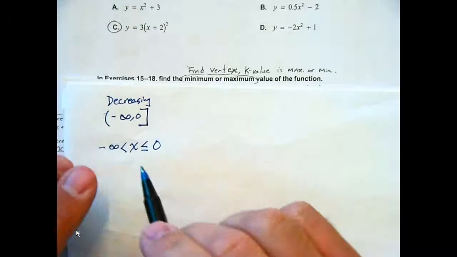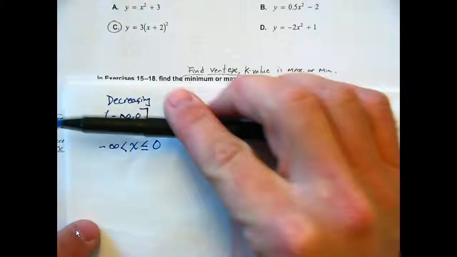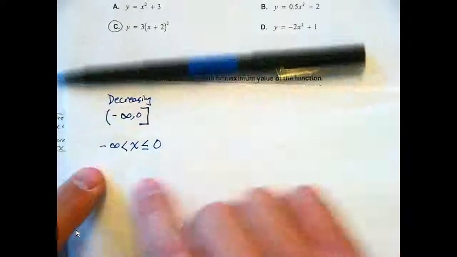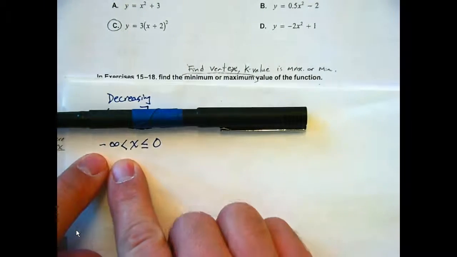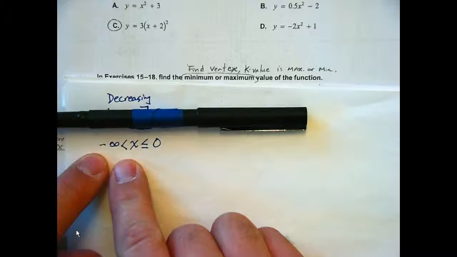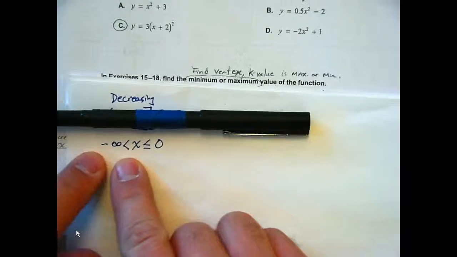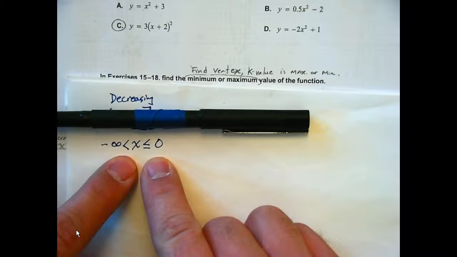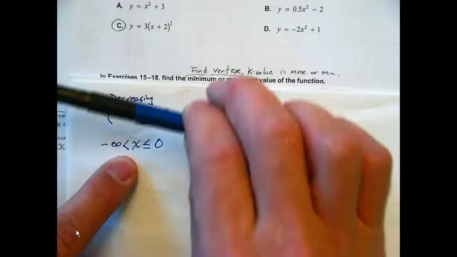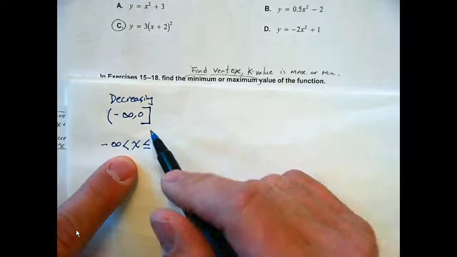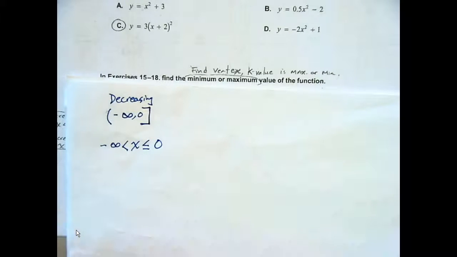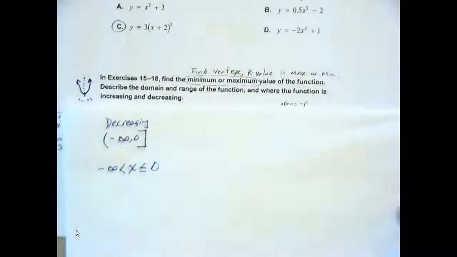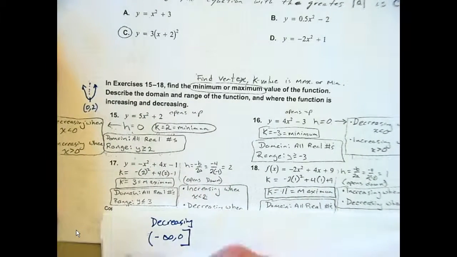Do you guys understand that? Okay, maybe not that for a minute, but this is saying as x is greater than negative infinity and less than or equal to 0. Okay? So Sammy, you understand that? Okay. All right. You don't have to write it like that.